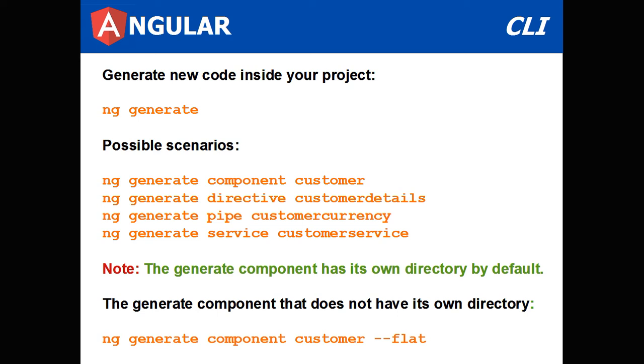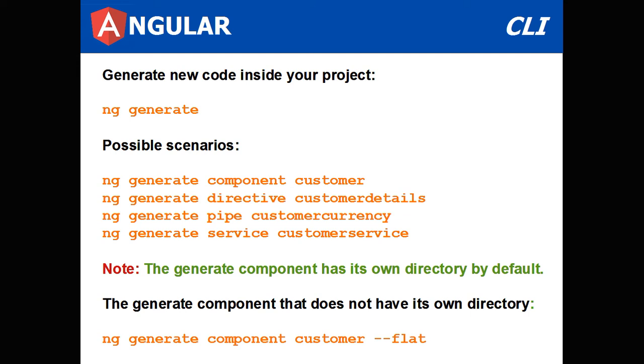And you could also generate a service. Suppose we want to do ng space generate space service and just define the customer service that we want to produce, and it would update your project by producing the file, updating the module to import the file, etc.